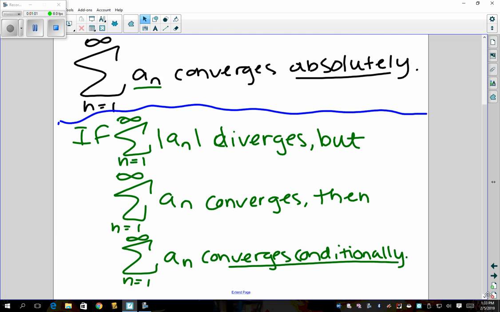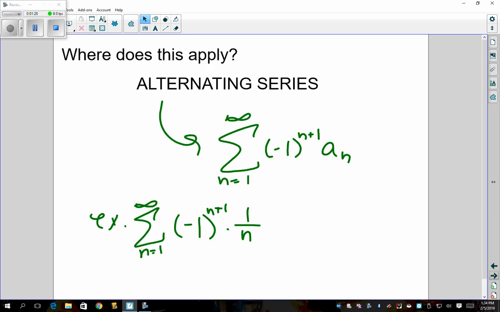But now we're going to be talking about different types of series, and so we need conditional convergence. If the absolute value of the series diverges, but the original series converges, then we say that the series converges conditionally. What this helps with is what we call alternating series. Alternating series are generally set up in the form the sum from 1 to infinity of (-1) to the n plus 1 times a sub n, where a sub n is any sequence that we've been dealing with.